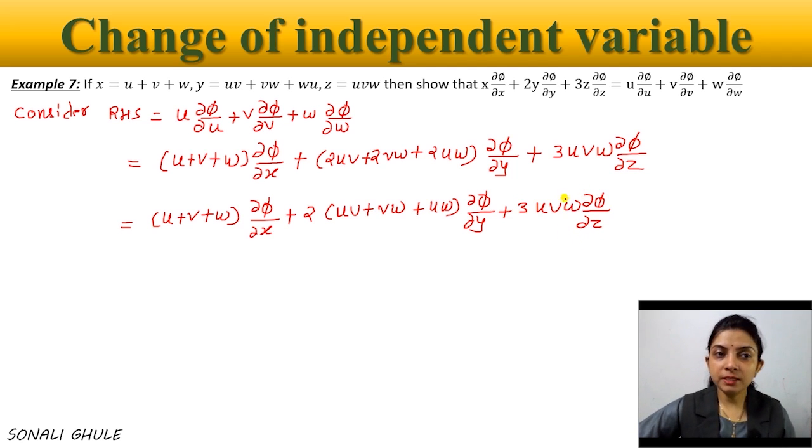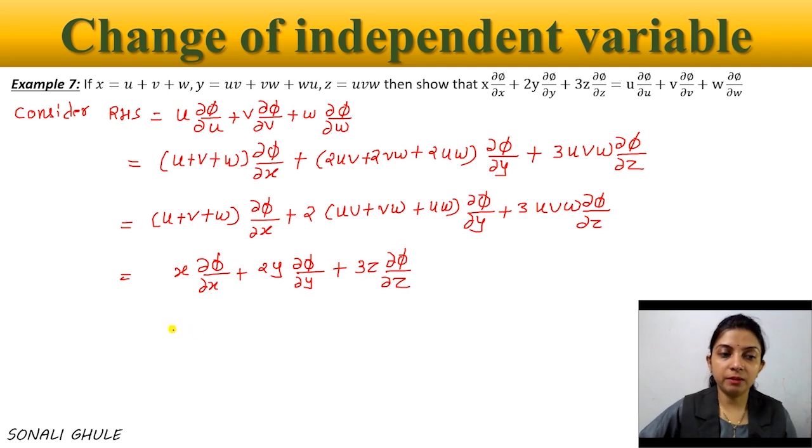But you can see here, what is u plus v plus w? It is x. uv plus vw plus uw, it is y, and uvw, it is z. So simply replace your values. I can write this is x dou phi by dou x, plus 2y dou phi by dou y plus 3z dou phi by dou z, which is our required left hand side, and here we can say hence proved.